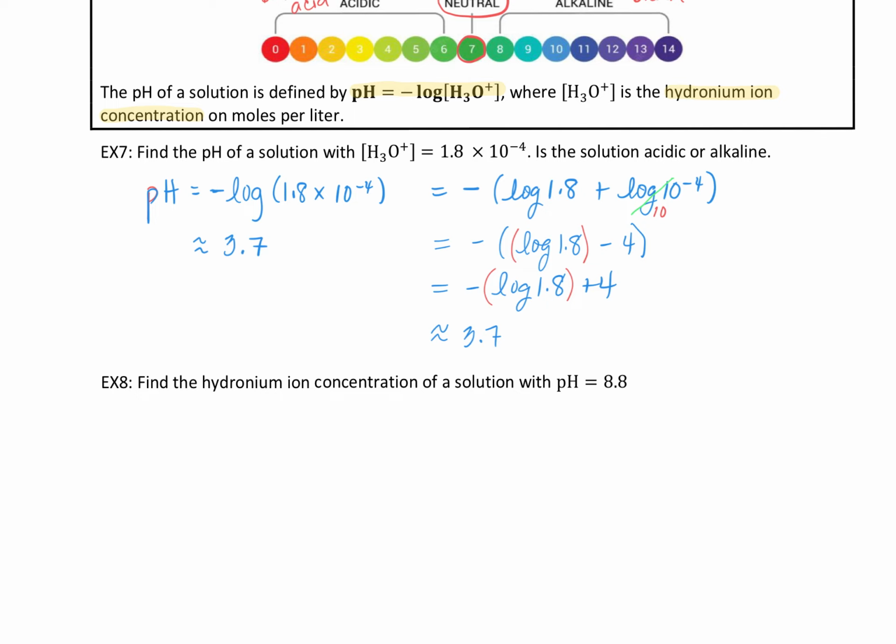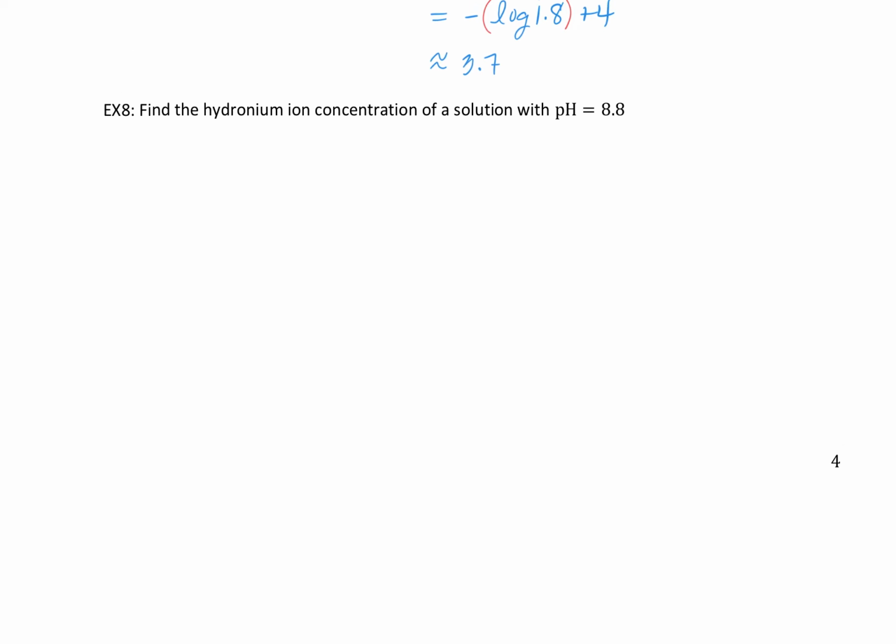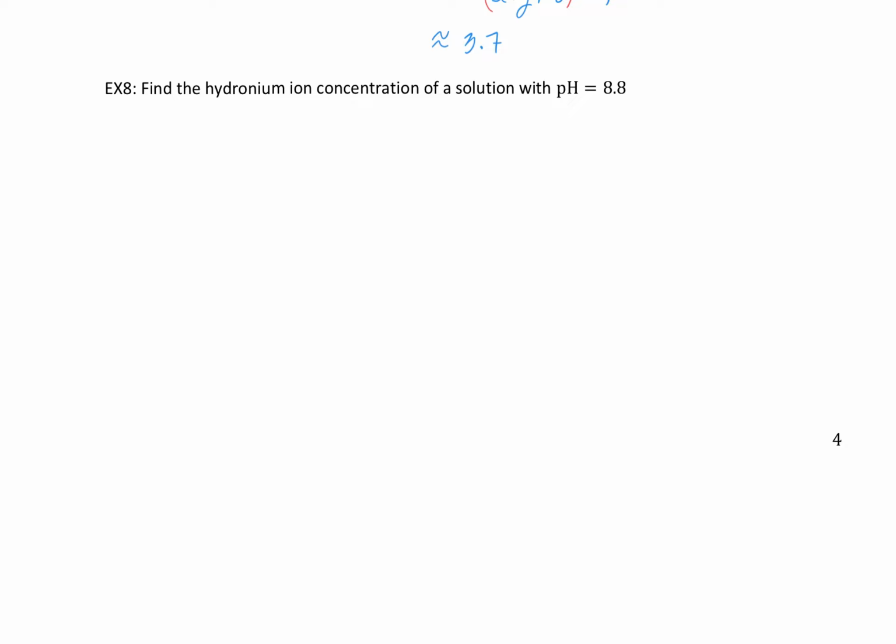Now let's say that we actually have the pH and we want to go the other way. We want to figure out what our hydronium ion concentration is. Well, again, we have the pH. In this case, it's 8.8. So we know it's going to be equal to negative log of what we need to find, the hydronium ion concentration.